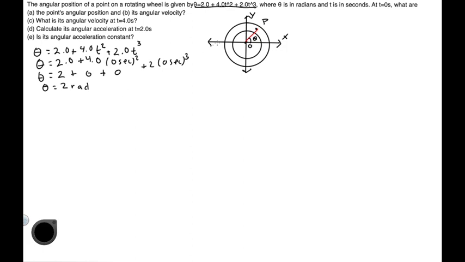So at time equals 0, its position is going to be at 2 radians. This is its initial position with respect to the positive x-axis. This is where the point starts on the wheel.